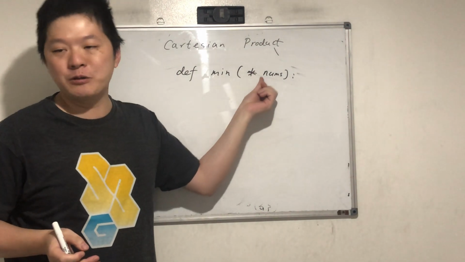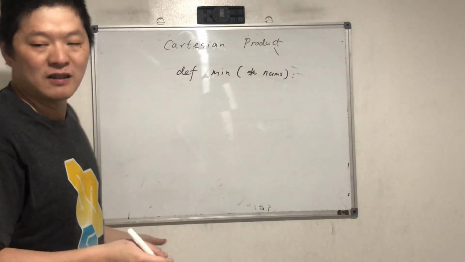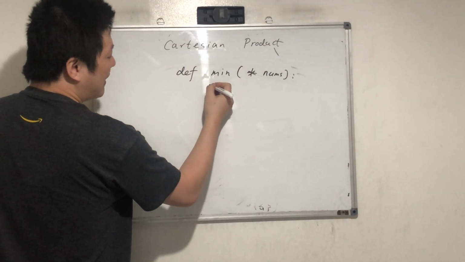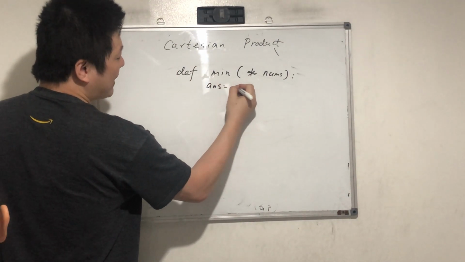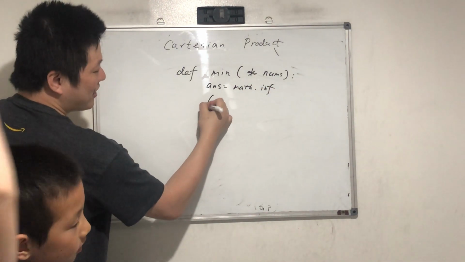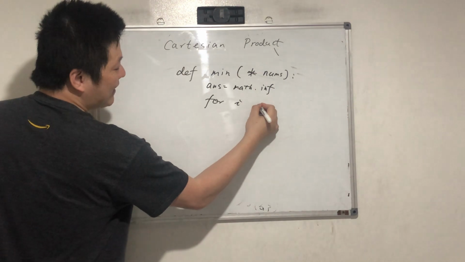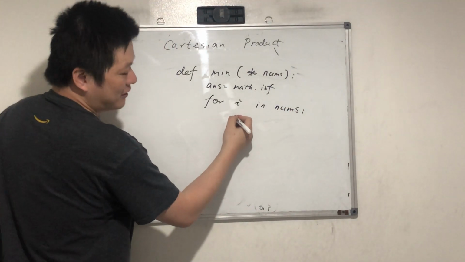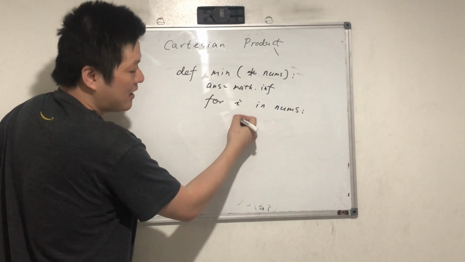You can give 2, 3, 5, 100. I'll give 0. Yeah, it still works. Then how do you do it? Look, you can say answer. At the beginning, we give a very big number, infinity, right? And then look, for i in nums, I know how to do this answer thing, alright?